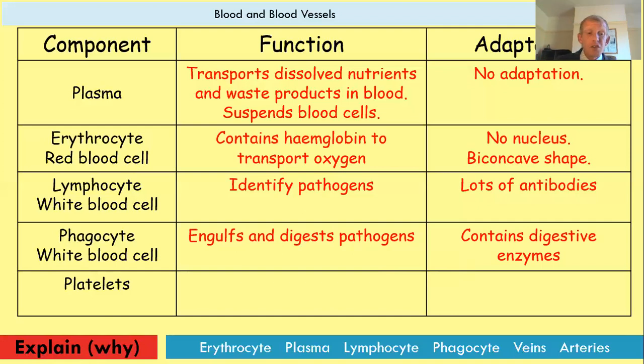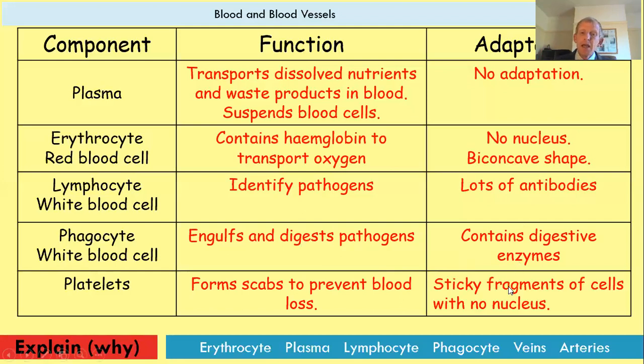And we move finally on to the platelets. These form scabs to prevent blood loss, and they do it by being sticky fragments of cells with no nucleus that can stick together and block the opening if there's a tear, a rupture or a cut in any way.